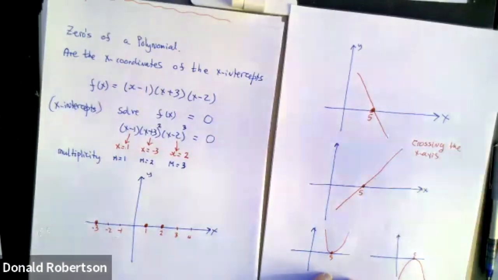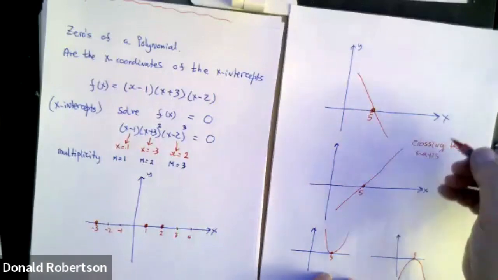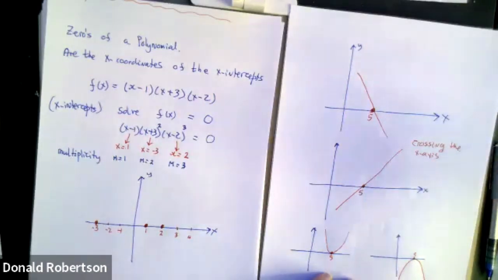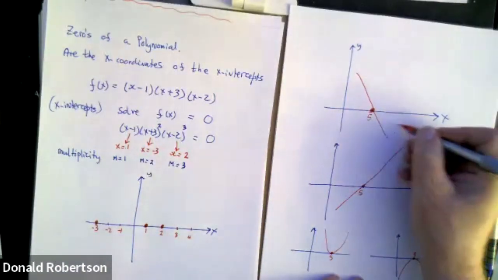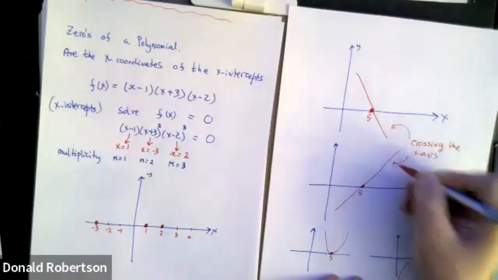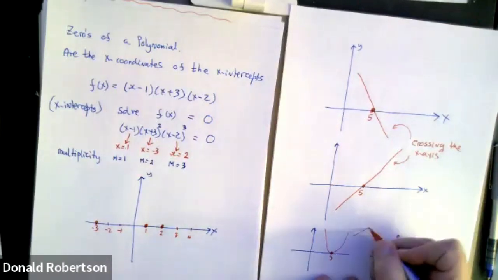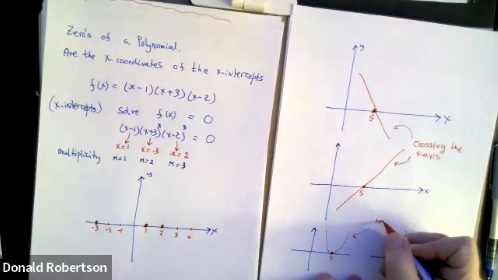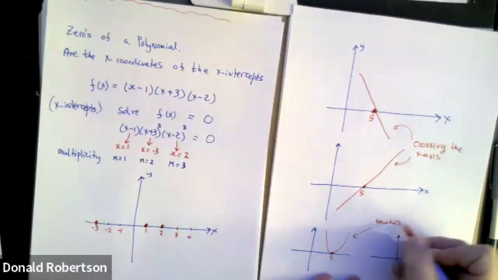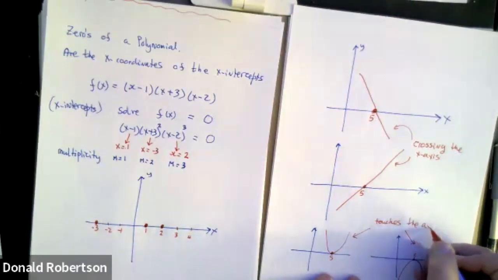So we could say the zero of the function crosses the x-axis, or we could say the x-intercept, if you prefer, crosses the x-axis. In these two situations here, these two are both examples of crossing. In these two here, we say that it touches the x-axis.